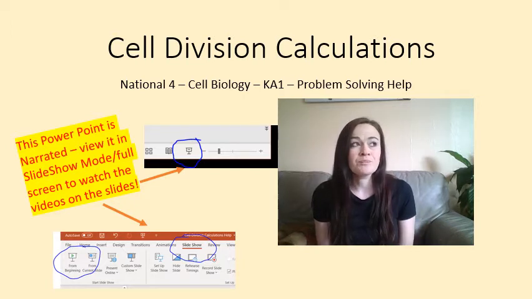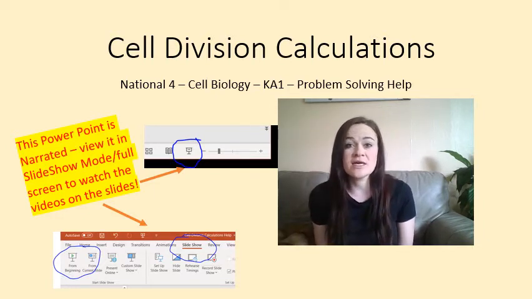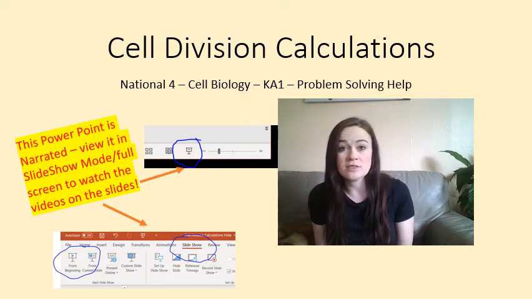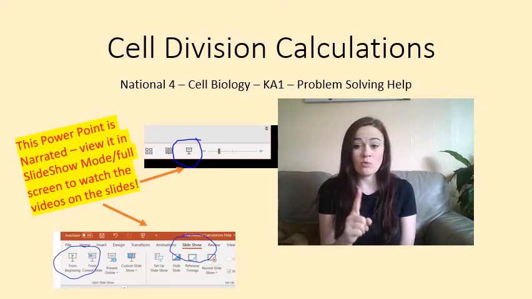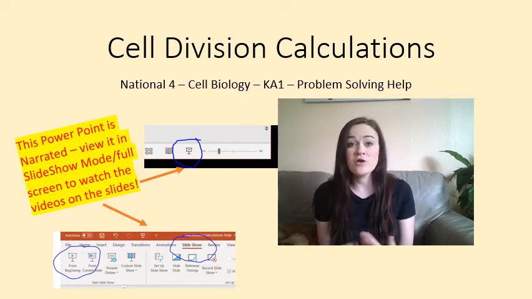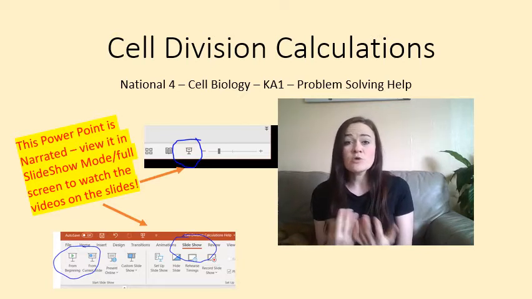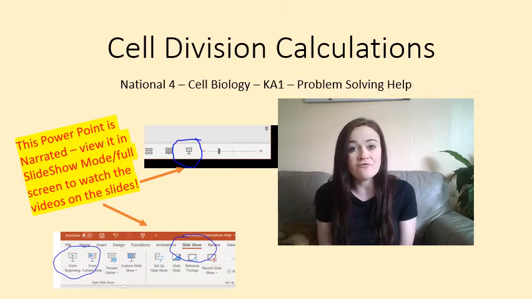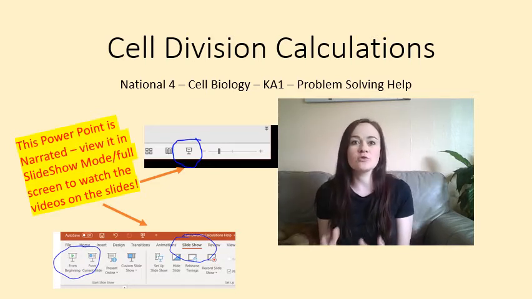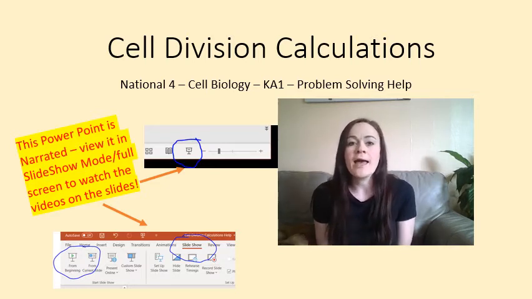So for example, if a cell divides every 5 minutes and you start off with one cell, how many cells will there be after 10 minutes? Well, after 5 minutes, that 1 becomes 2, and then after another 5 minutes, those 2 become 4. So there'd be 4 cells. Quite simple when you say it like that, but quite often you can deal with much bigger numbers.